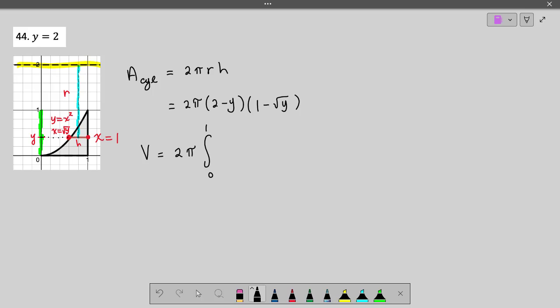Let's go ahead and multiply this out, FOIL it. So we're going to have positive y to the 3/2 minus y minus 2 square root of y, which we can write with a fractional exponent, plus 2, and then dy.